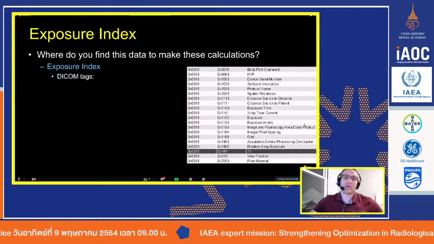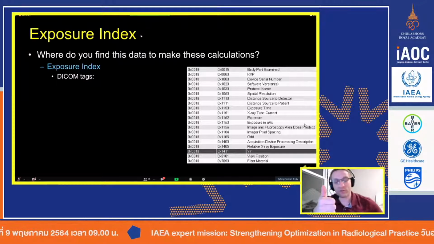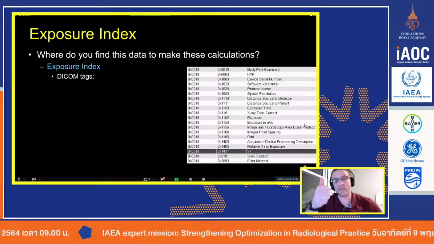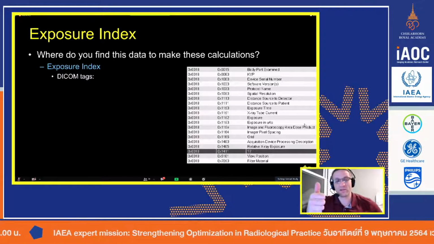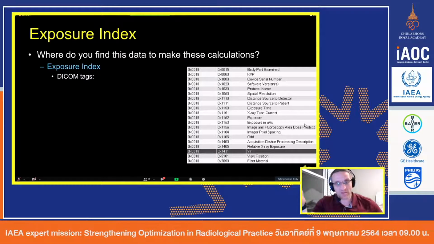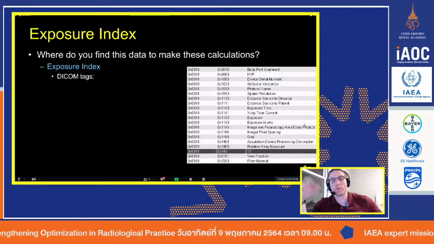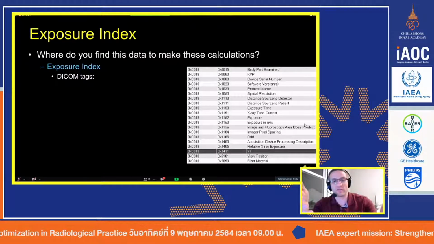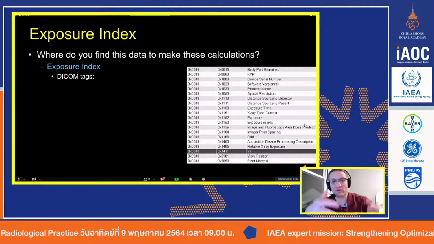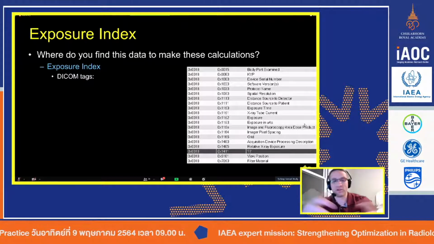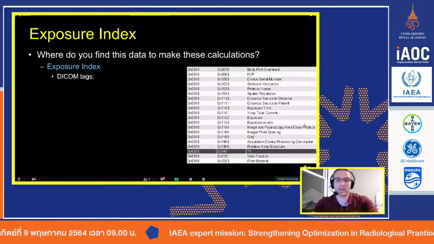All right, so now that we are comfortable, we know that the EI value is accurate on our system. Where do we find this value? This is more specifically what we would use when we're collecting large sums of data to do quality control in our hospital, regionally, or something to that effect.